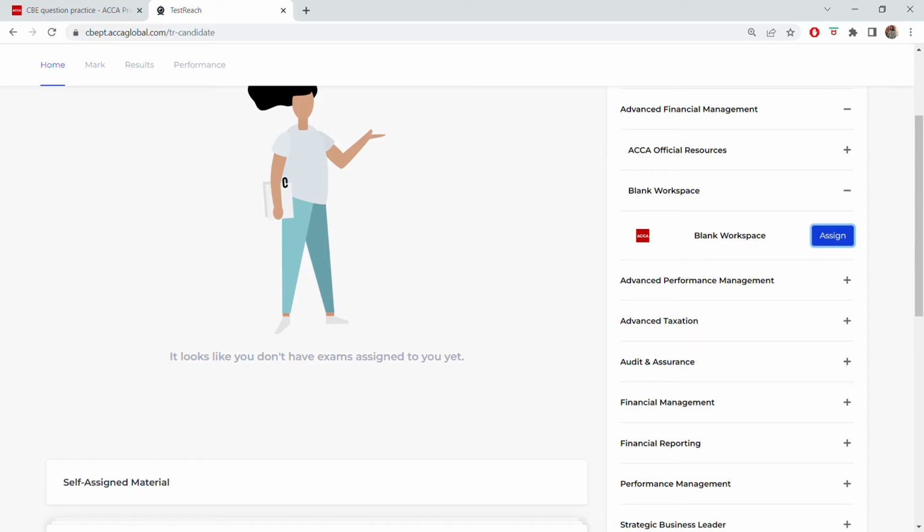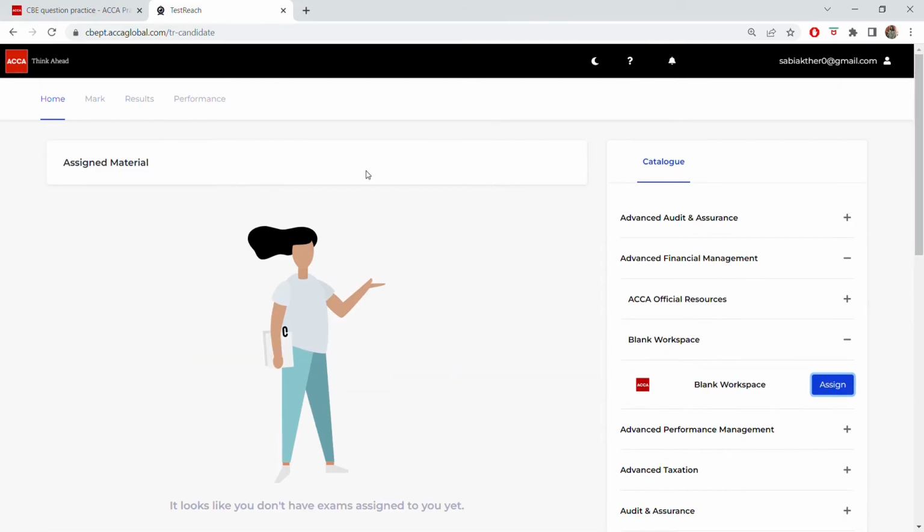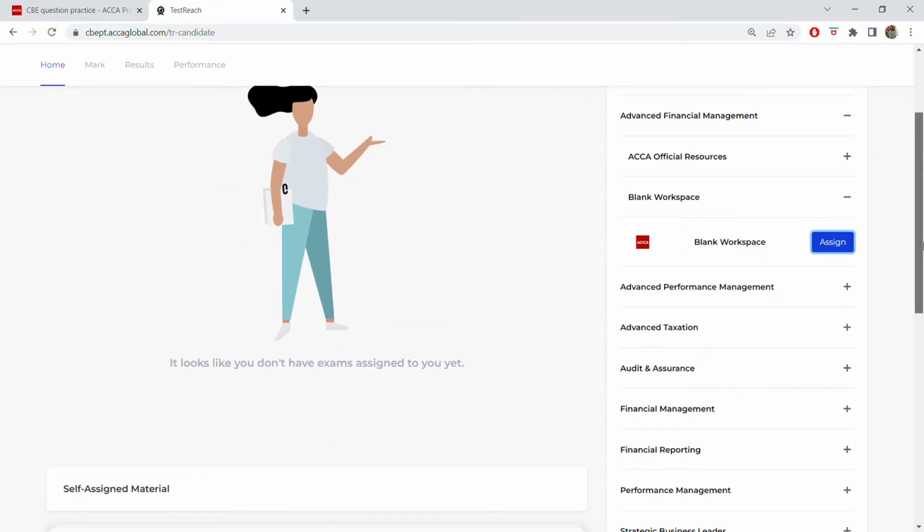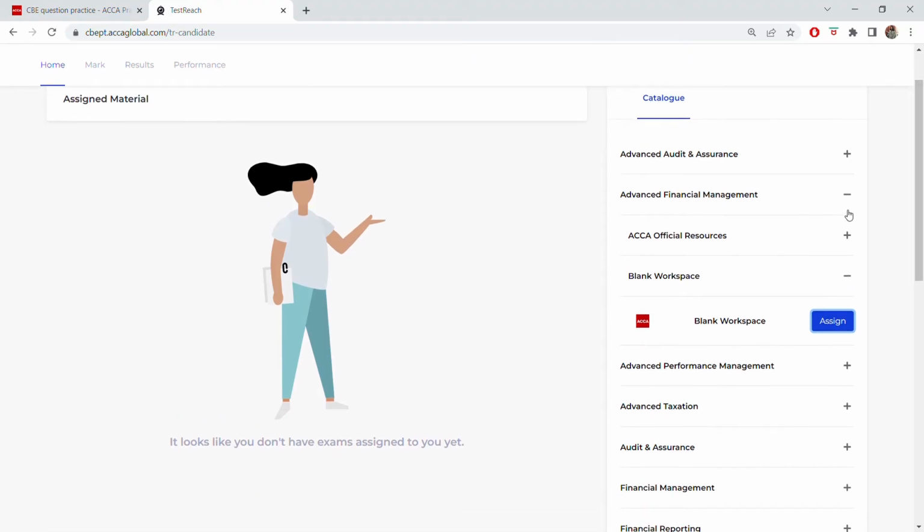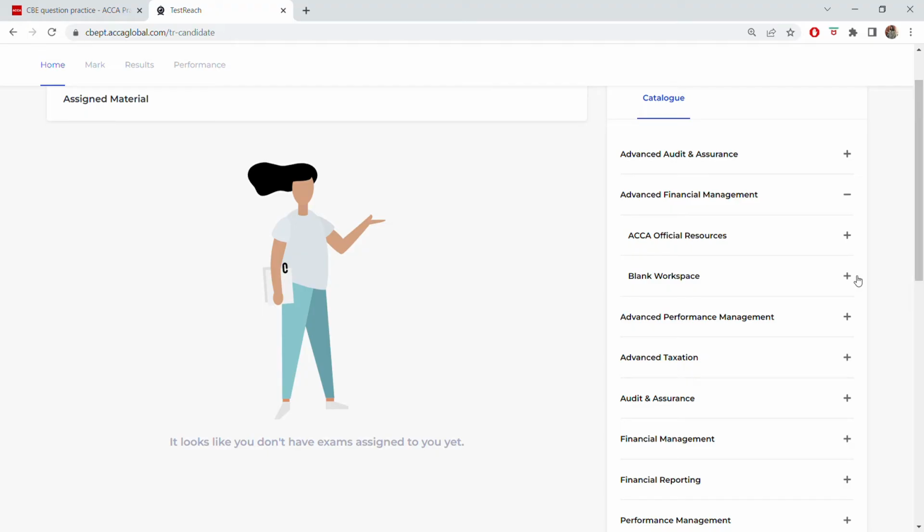So welcome to your ACCA practice platform on your ACCA website. So when you go here, you'll be getting this page. Okay, and what you need to do, you need to go on your right hand side, you need to click AFM, and then you have ACCA official resources and the other one is the blank workspace. Since we are not doing a past paper question, we are just doing it for understanding, you can always use a blank workspace, and this is for any subject.